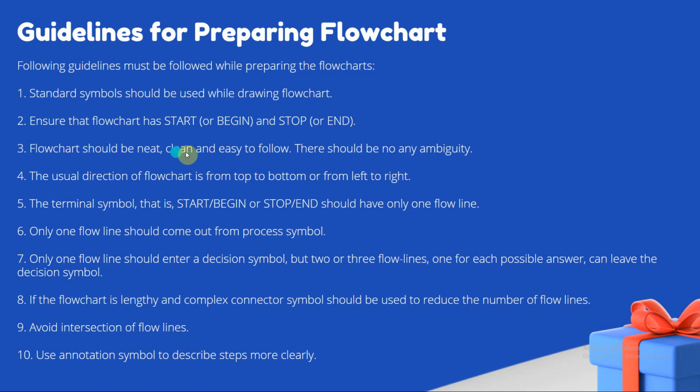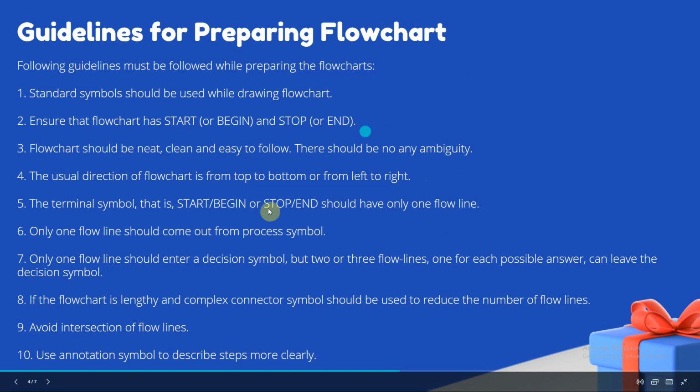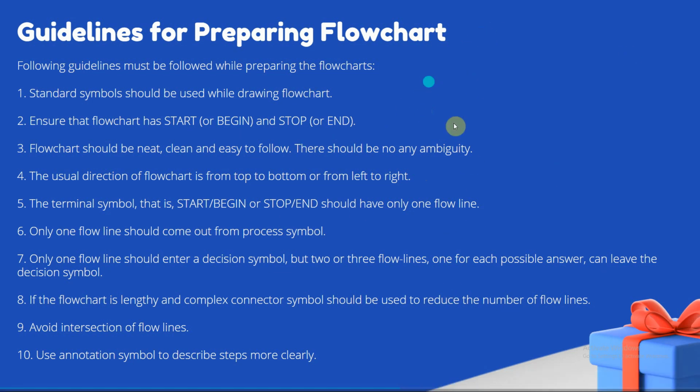So flowcharts should be neat, clean, and easy to follow. Usually, as in our example, it just flows downward plainly, without lines looping around. And the usual direction is top to bottom or left to right. So the terminal symbol should only have one flow line. That means we have only one connector arrow for start or begin, and for stop or end.